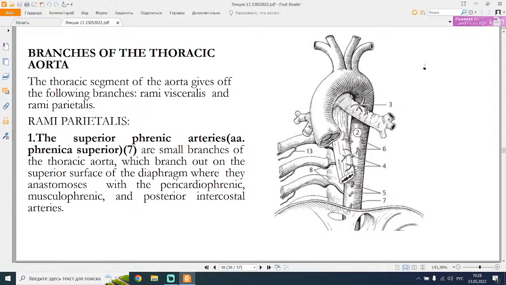the small branches of the thoracic aorta, which branch out on the superior surface of the diaphragm, where they anastomose with pericardiophrenic, musculophrenic, and posterior intercostal arteries.